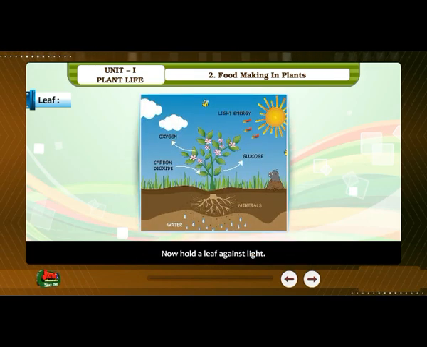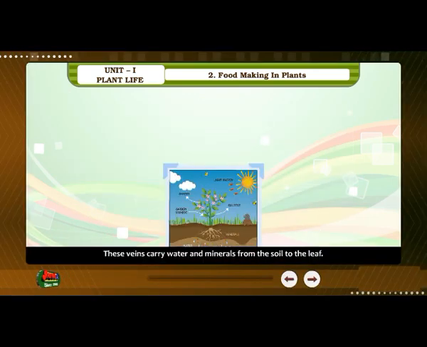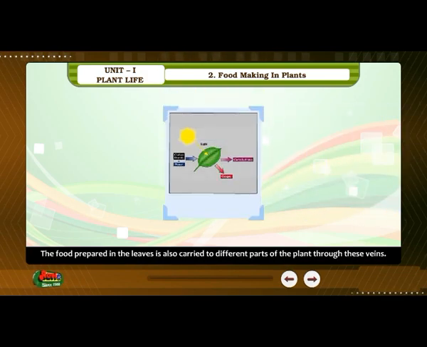Now hold a leaf against light. You will see it has a main vein with a number of side veins which form a network. Parts of a leaf. Structure of a leaf. These veins carry water and minerals from the soil to the leaf. The food prepared in the leaves is also carried to different parts of the plant through these veins.